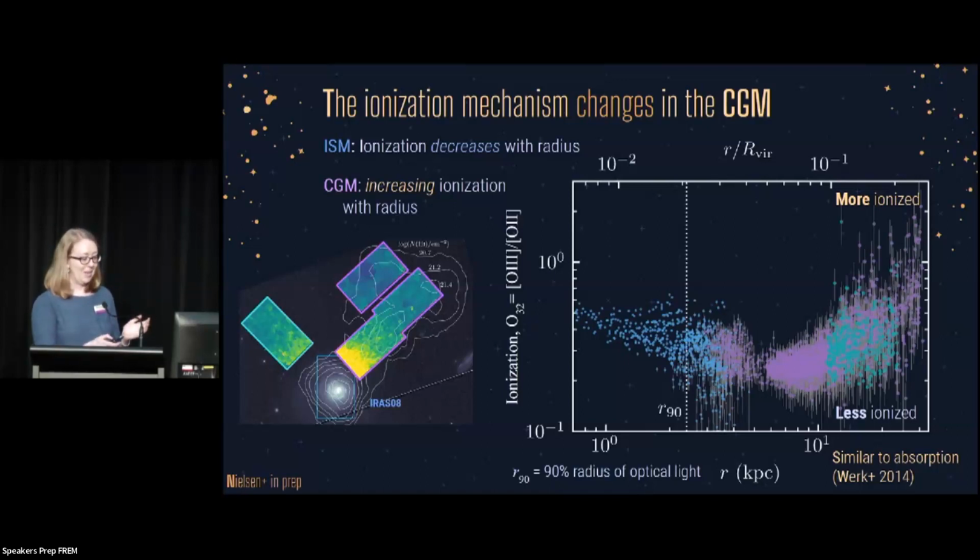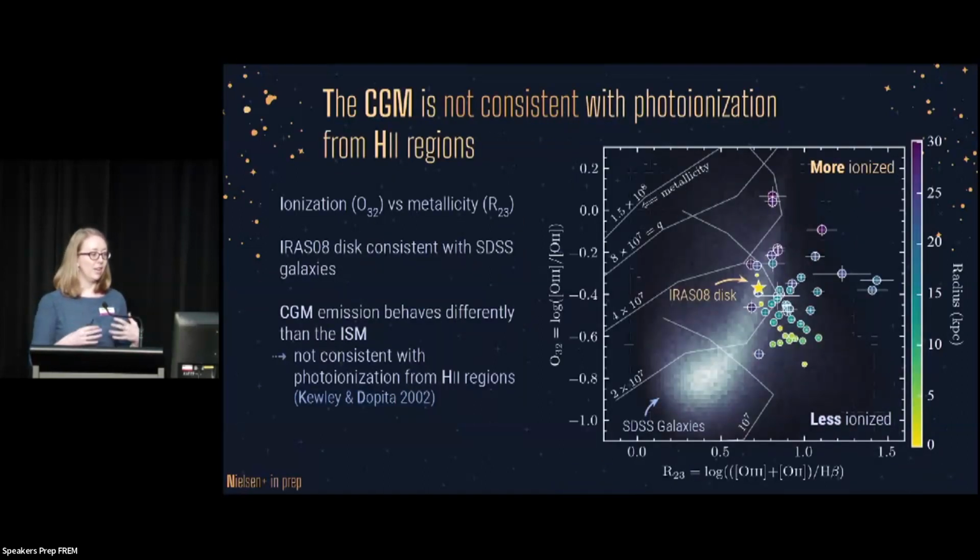So what is happening here? Well, we can compare the O3-2 ratio to the R2-3 ratio, so this gives you an idea of ionization on the y-axis and metallicity on the x-axis, and try and see if this gas is photoionized by H2 regions. So here we can see that the IRSO-8 disk, which is the yellow star, is consistent with SDSS galaxies, so it's a typical galaxy in the local universe. But the CGM points, the circles, are not consistent with the photoionization from H2 regions. So it does not line up with the photoionization tracks from Kewley and Dopita. So the CGM is doing something different.